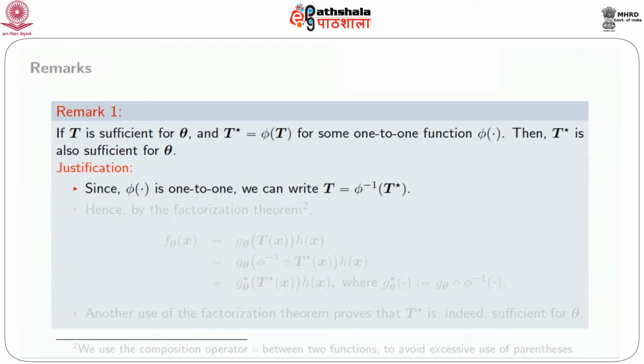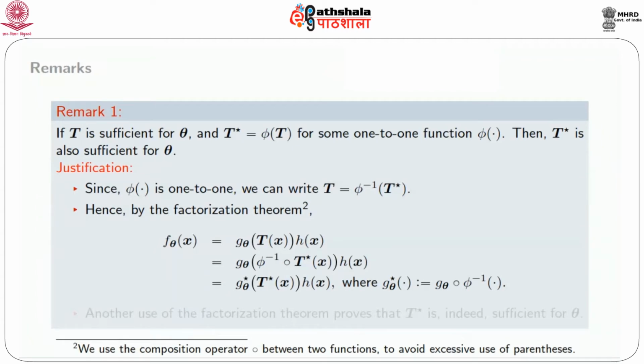Now we make some important remarks. Remark 1. If T is sufficient for theta and T star equals to some function of T, here we write T star equal to phi(T), where phi is some one-to-one function, then T star is also sufficient for theta. To justify the statement, since phi is one-to-one, we can write T equals to phi inverse of T star.